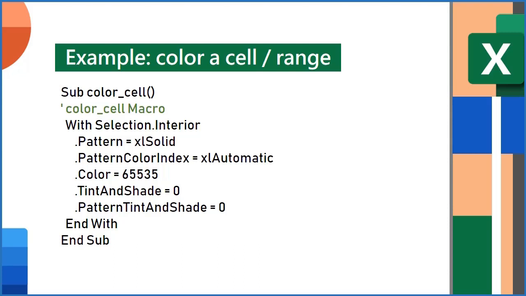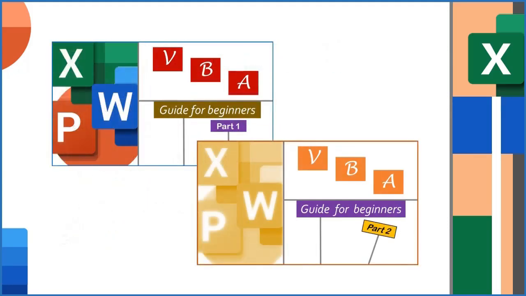We also observe that one drawback of recording a macro is that it will often generate code that is unnecessary and clumsy, like setting tint and shade to 0 in this example. As this video is not about VBA programming, we will not discuss how to simplify the code here. However, our channel does have VBA for beginners videos, which you may find useful.